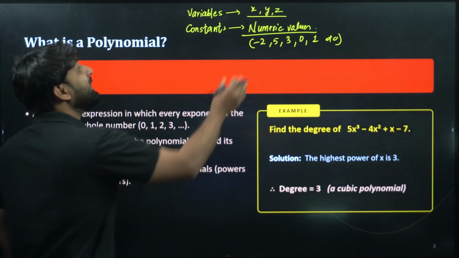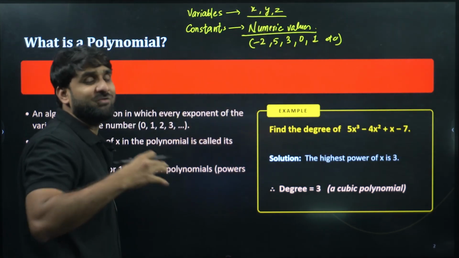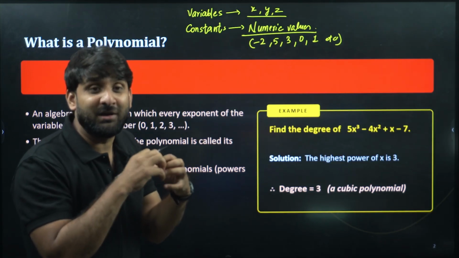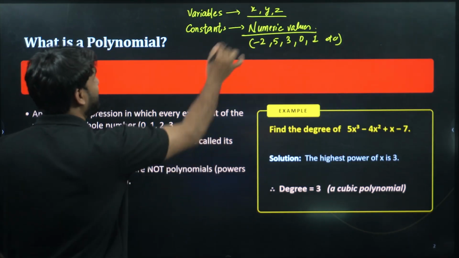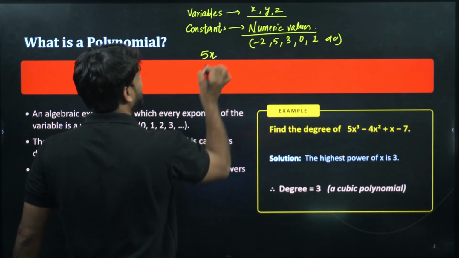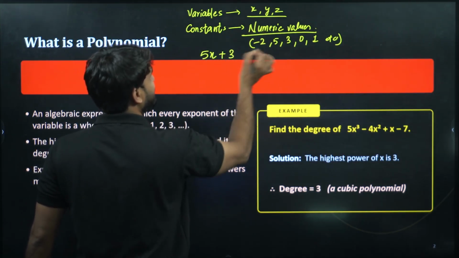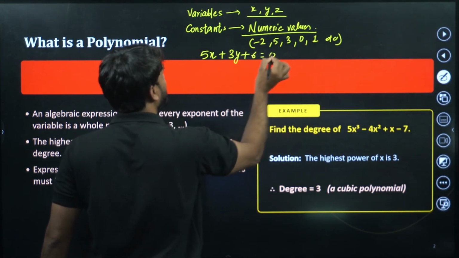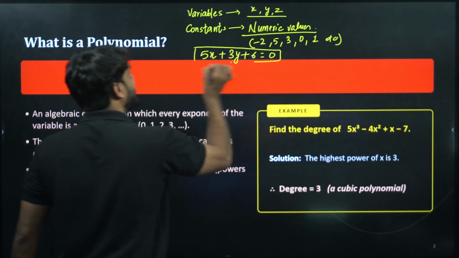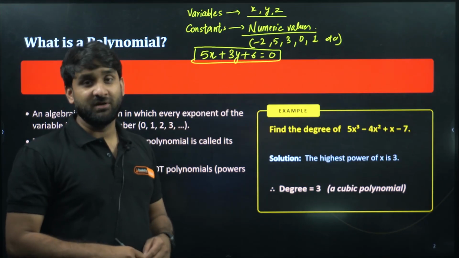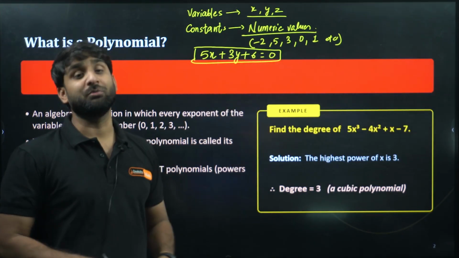Now, when we combine variable and numeric value in a very systematic manner, the combination of variable and constant in a very systematic manner. For example, I am taking a numeric 5 and a variable x, 5x, plus I am taking a constant, 3y plus 6 equals to 0. And this is called algebraic expression. This is called algebraic expression. And we can also say this is polynomials.